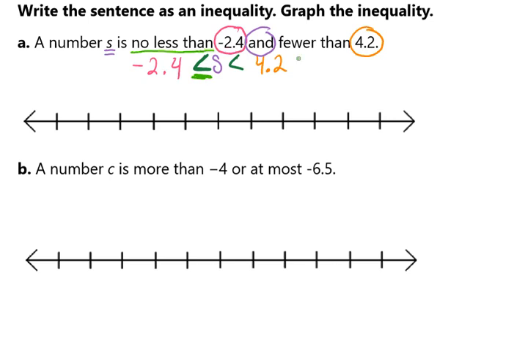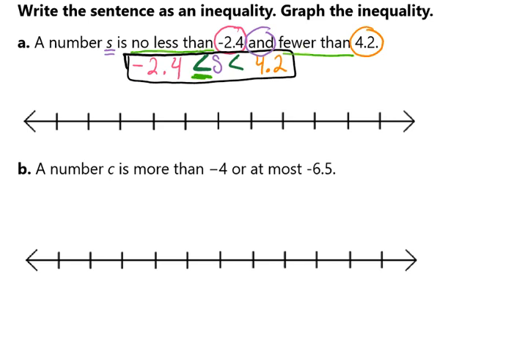Now let's look at the words "fewer than," and fewer than 4.2. So if someone told you that you should get fewer than $10 to help, then if you get $10, you know that that's not right. You could get $9.99, but you couldn't get $10 because it says fewer than, which means that's strictly less than. And so here we now have our compound inequality right there.